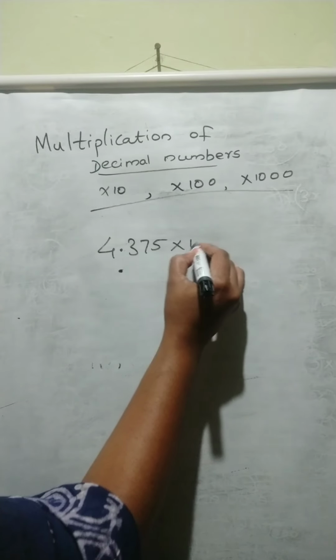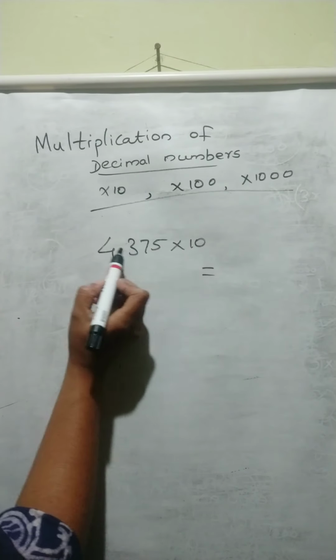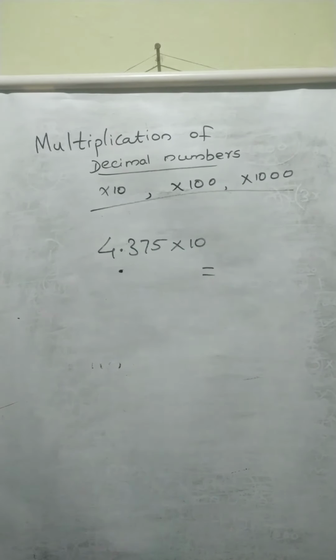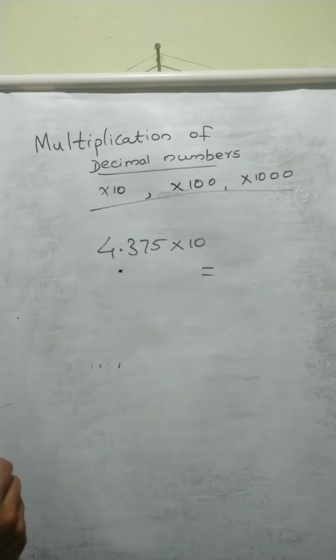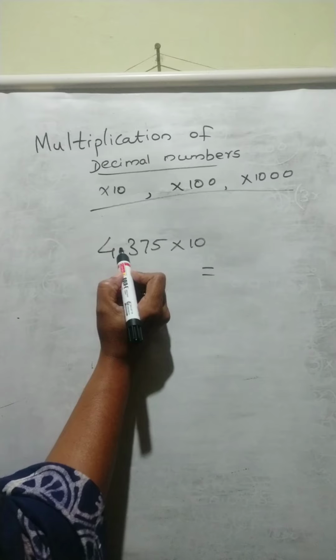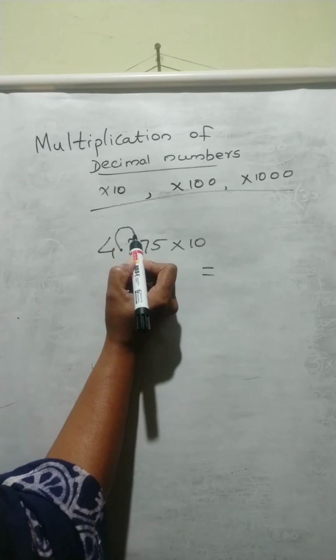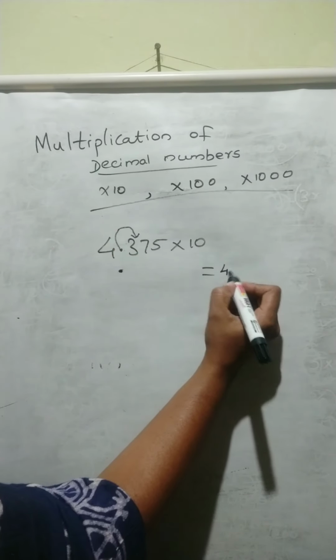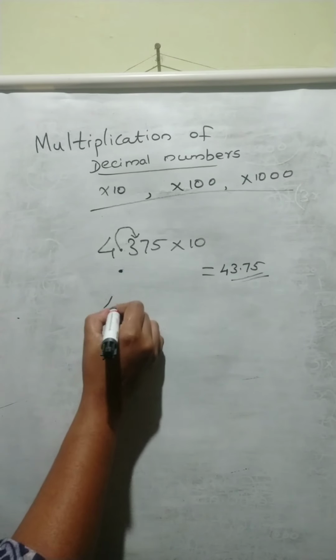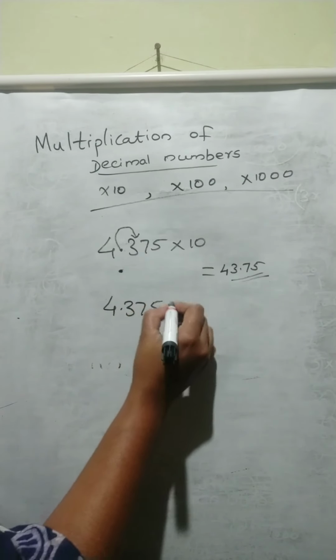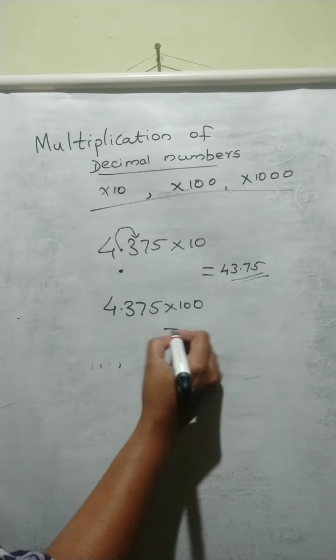4.375 multiplied by 10. First we have to think about the number of zeros. How many are there? Only 1 zero. Then we have to move the decimal point after one digit. So 43.75. But if we are multiplying the same number by 100, what is the answer?